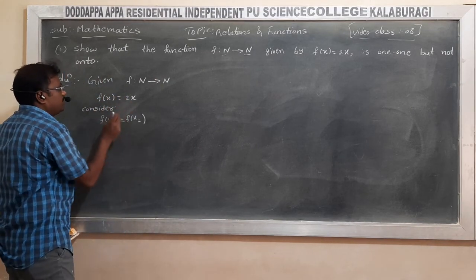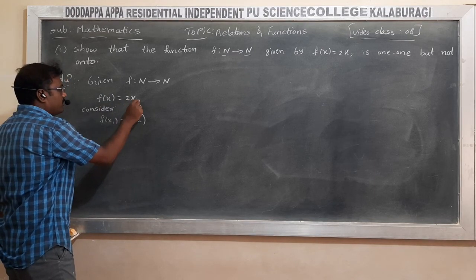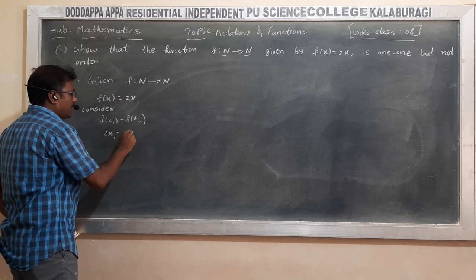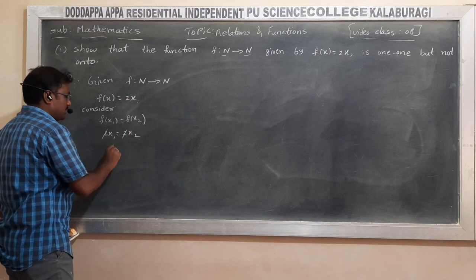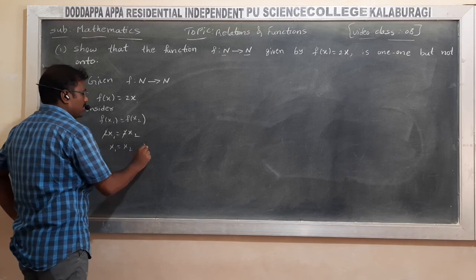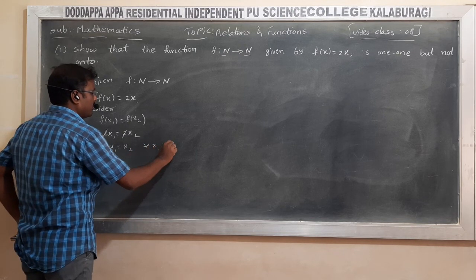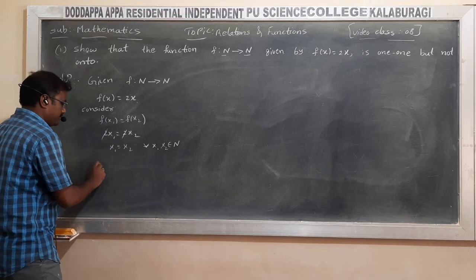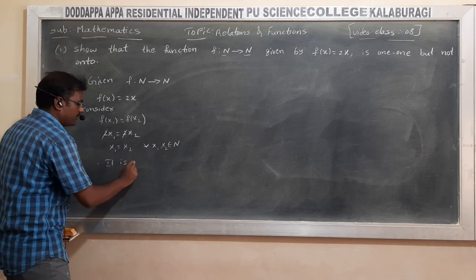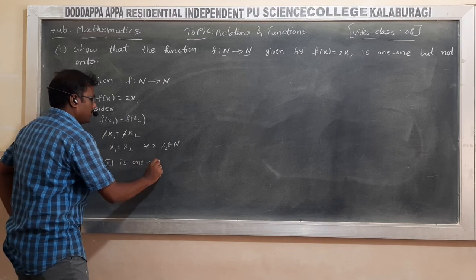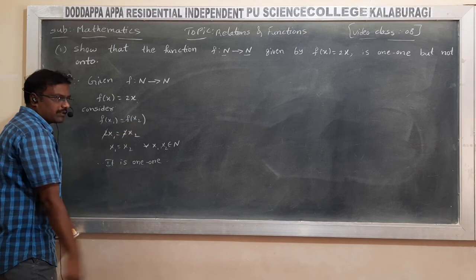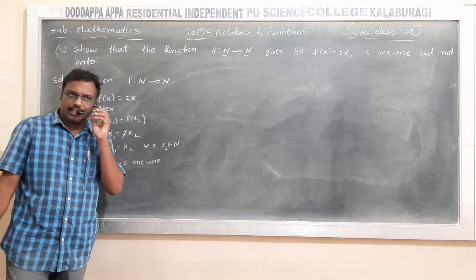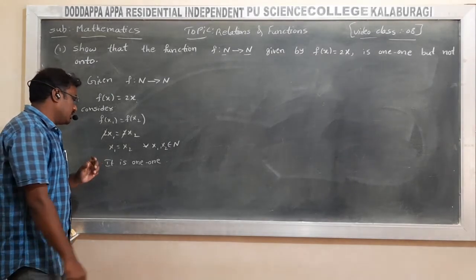What is your f of x1? f of x equal to 2x, then f of x1 is 2x1, f of x2 is 2x2. If these two are cancelled, x1 is equal to x2, for all x1, x2 belonging to natural numbers. Therefore, it is one-one. So in the definition, when you consider f of x1 equal to f of x2, if we simplify, we get x1 equal to x2, then it is a one-one function.